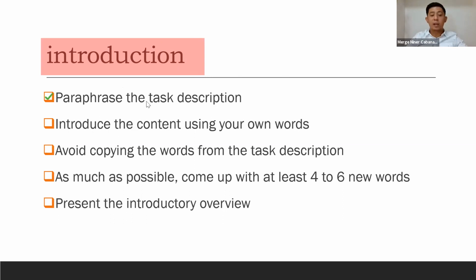First, we want to paraphrase the task description. So we will be returning to the task description. What can I do to make my introduction statistical in nature? How can I make this instructional? How can I make this academic? Well, you can do that by first paraphrasing the task description.